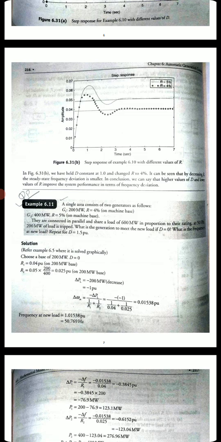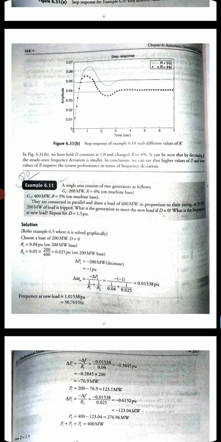So delta PL, that is the change. What happens? The tripped load is how much? Minus 200 megawatt because it is now tripped, that's why it is taken as minus. On the base itself, 200 megawatt, so we can consider it as minus 1 per unit. Now delta omega SS is equal to minus delta PL divided by 1 over R1 plus 1 over R2.